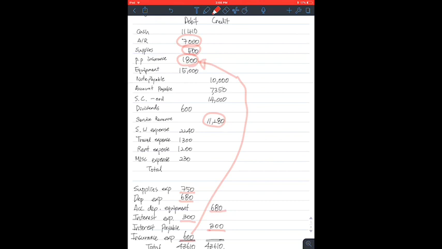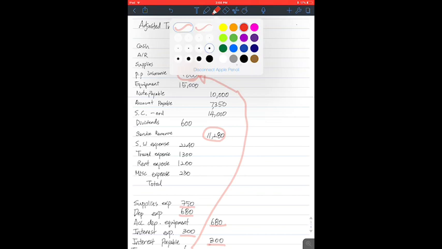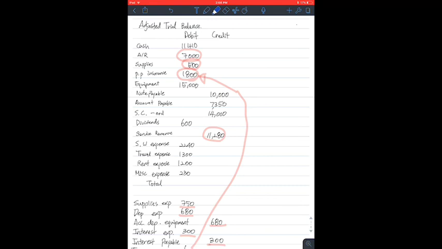So in your trial balance, see if you can determine whether these accounts are a financial position item or an income statement item. That is one of the most important things that you have to do in your exam. So what is cash? Cash is an asset, a current asset. What is AR? AR is a current asset. Supplies, yes, asset. Prepaid insurance, asset. Equipment, asset. So these are assets.